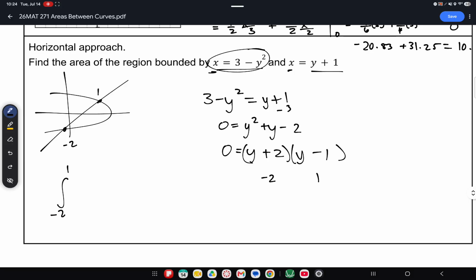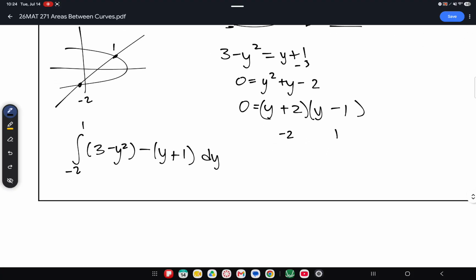And then I do right minus left. So the right function is that quadratic piece, so 3 minus y squared, and then that left is the linear piece, y plus 1. And we're in terms of y, so we'll do dy. And then we can combine some like terms after distributing. So 3 minus y squared minus y minus 1 dy.